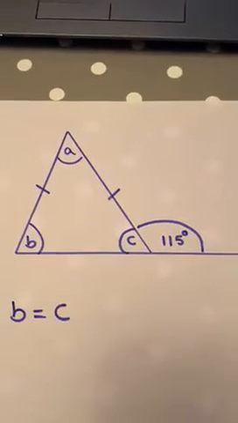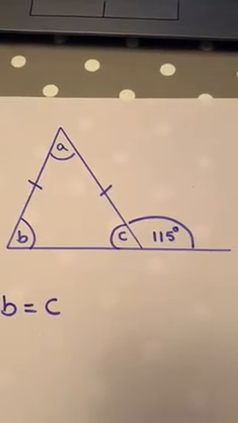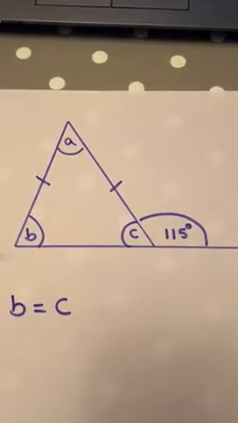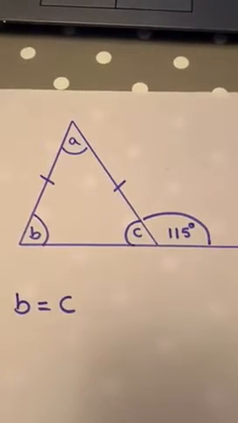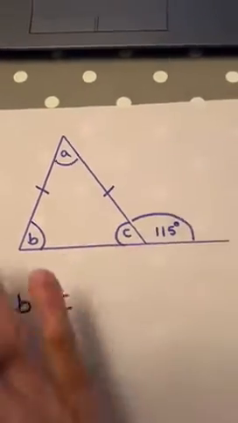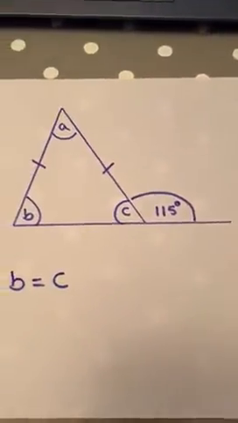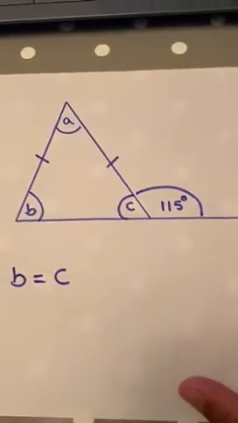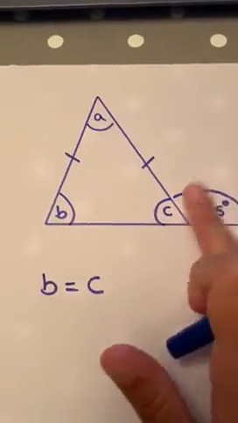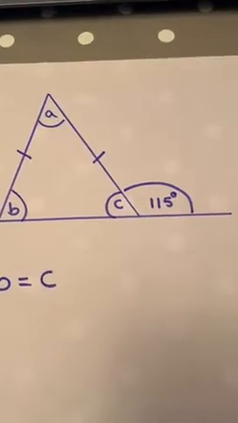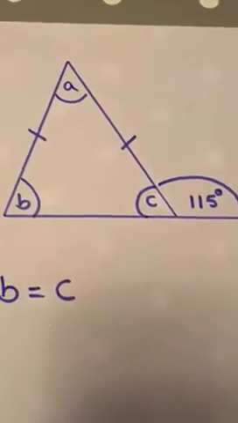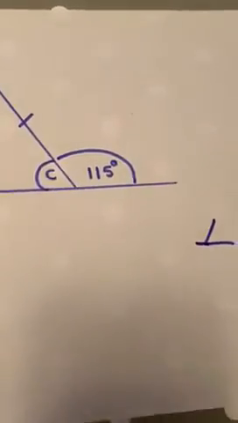Pause the video and see if you can work out, use any clues, see if you can see how we might tackle this problem. My first thing that I have noticed is that these angles are on a straight line. And in Year 5, we know that angles on a straight line add up to something. Can you remember what it is? That's right. Angles on a straight line add up to 180 degrees.